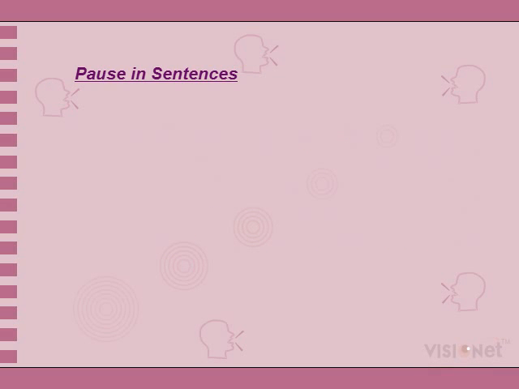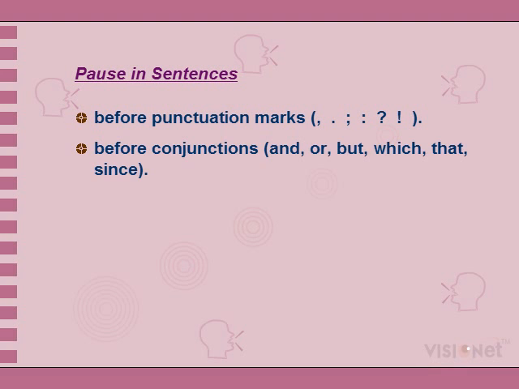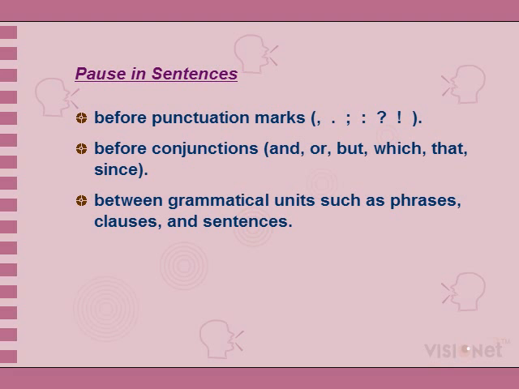Pause in sentences. We usually pause before punctuation marks, before conjunctions, for example, and, or, but, which, that, since, and so on. And we also lay pause between grammatical units such as phrases, clauses, and sentences.